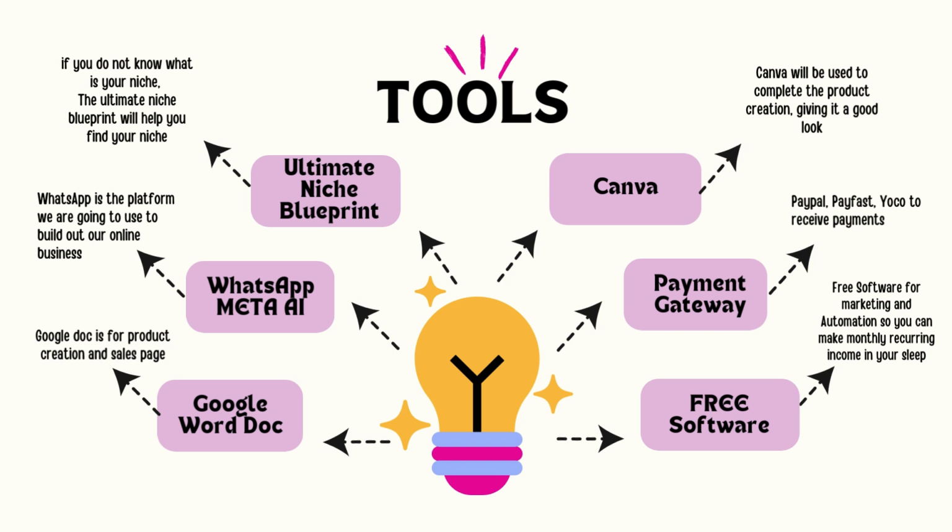Then we're going to use Canva. Canva will be used to complete the product creation, giving it a good look. Now, when you create something, you want it to look good, right? You want what you created to look good. So Canva will help you to complete that and give it a nice look. And I'm going to show you how you're going to do that with Canva as well.